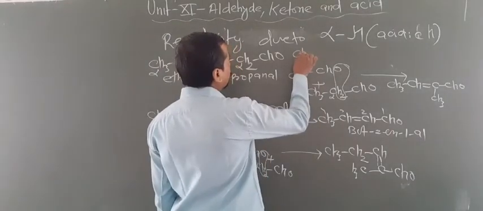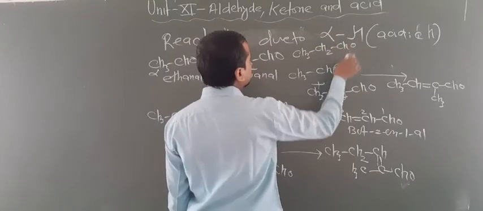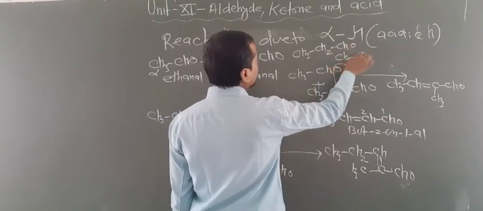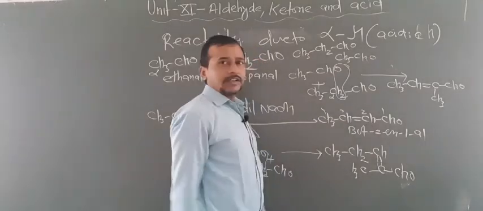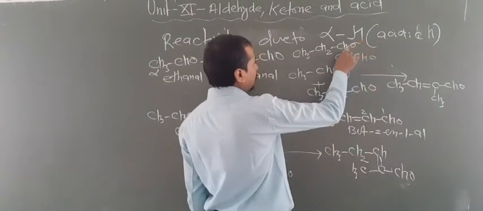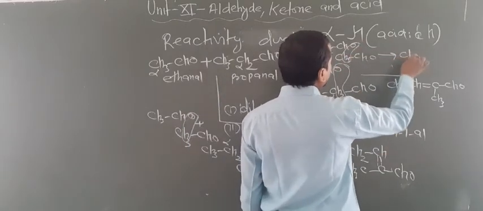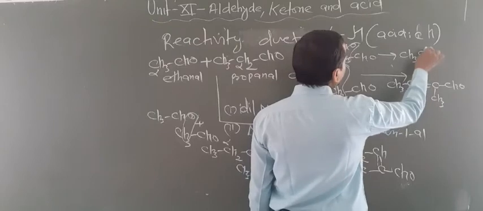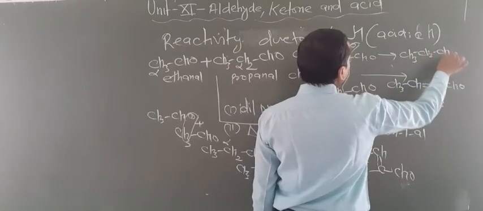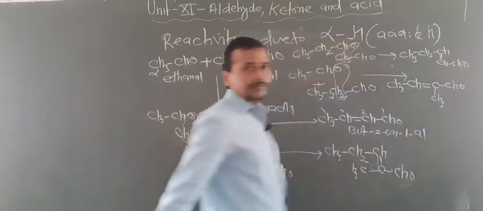One more product can you form? You can keep this group as such. Now move CH3 CHO. Again the same thing happens. You have to remove oxygen from propanal and 2H from ethanal. Now you will get the product CH3 CH2 CH double bond CH and CHO.